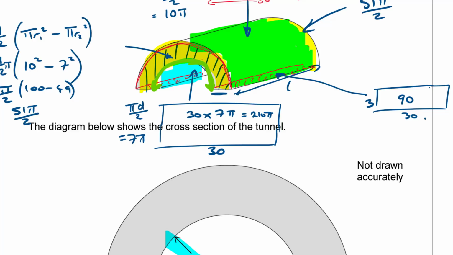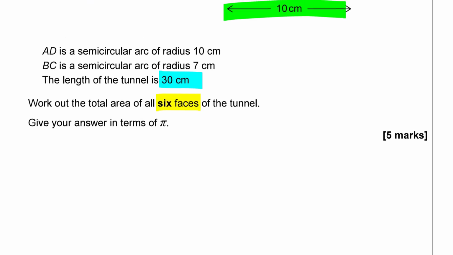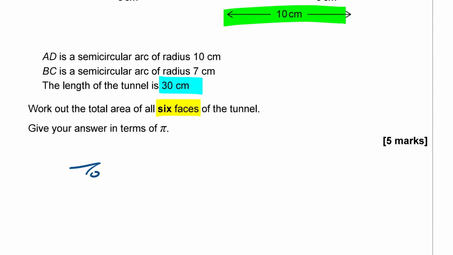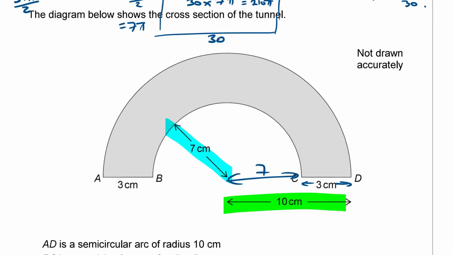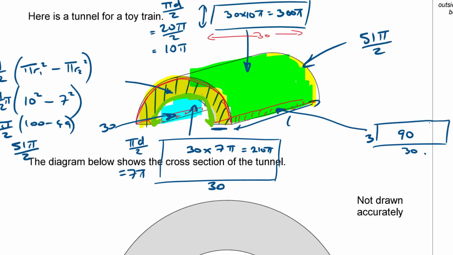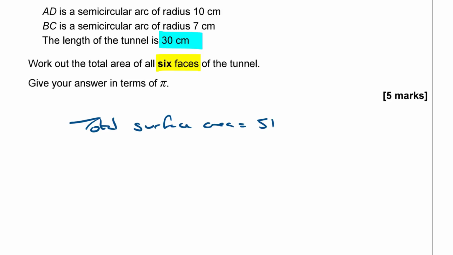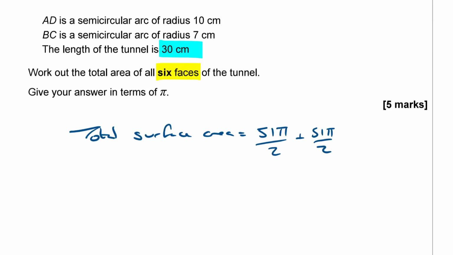Okay, and then obviously the other one in there is also 30. Okay, so what are my 6 faces then? So then the total surface area, I'm going to add those 6 things together. So I'm going to have 51 pi over 2 twice. So it's going to be my 51 pi over 2 and another 51 pi over 2.